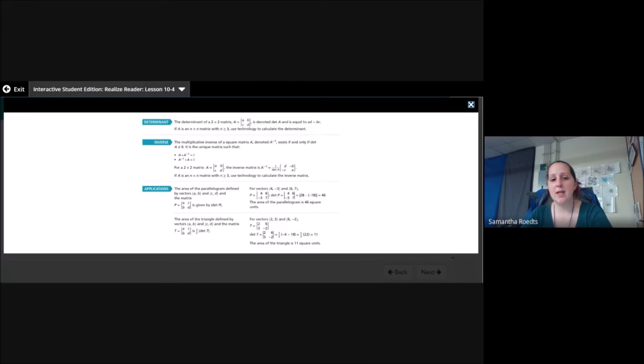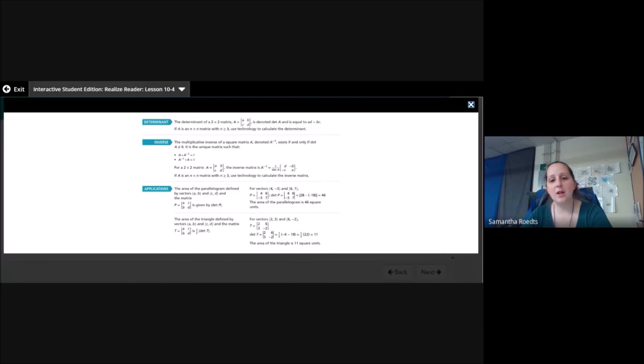For a 2 by 2 matrix, A equals A, B, C, D, the inverse matrix equals 1 over the determinant of A times the matrix D, negative B, negative C, A. If A is an n by n matrix with n greater than or equal to 3, use technology to calculate the inverse matrix.